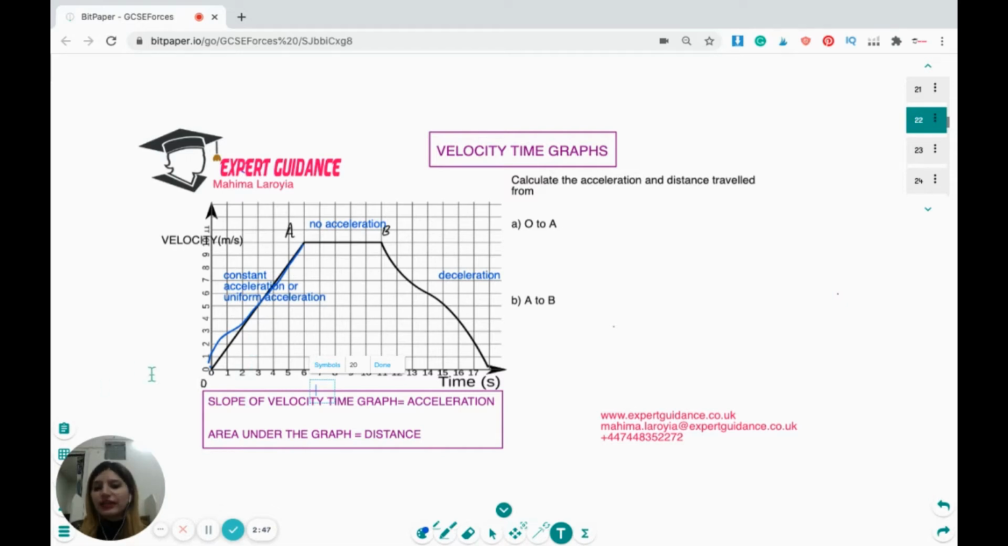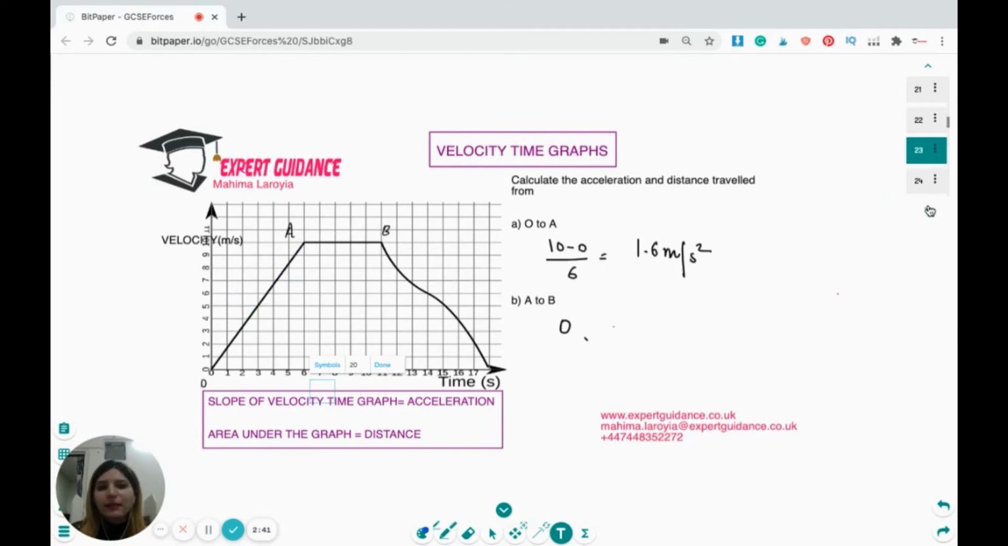So you need to calculate the acceleration from O to A and A to B. You can pause the video and try this and come back to check the answer. So from O to A, we will do 10 minus 0 divided by 6, which is 1.6 meters per second squared. And from A to B, since there's no change in velocity, the change in velocity is 0. So the acceleration in this part will be 0.